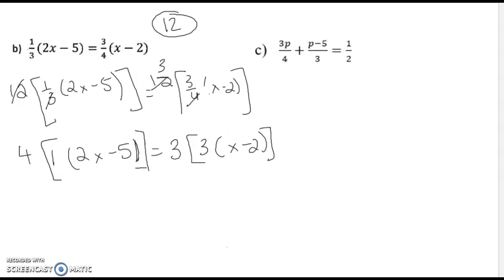Hey guys, sorry I got cut off on this question, so I just erased the last line, and I'm going to continue now from there.